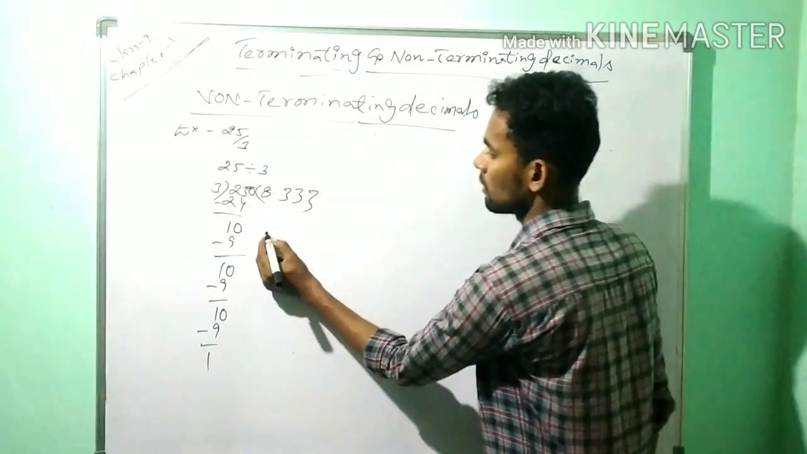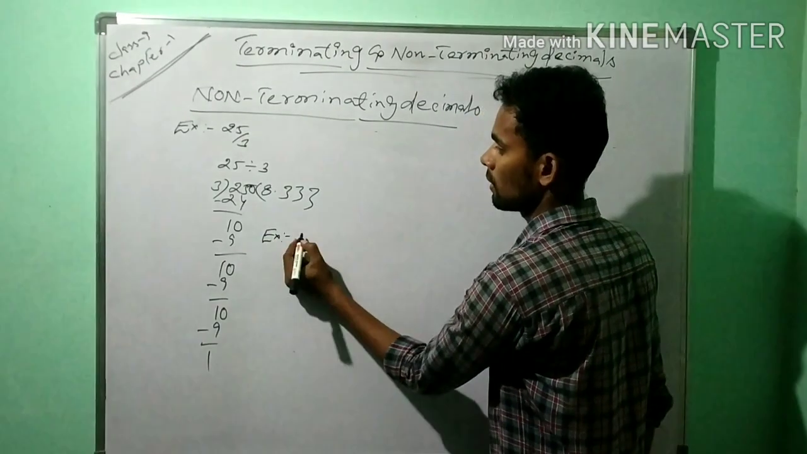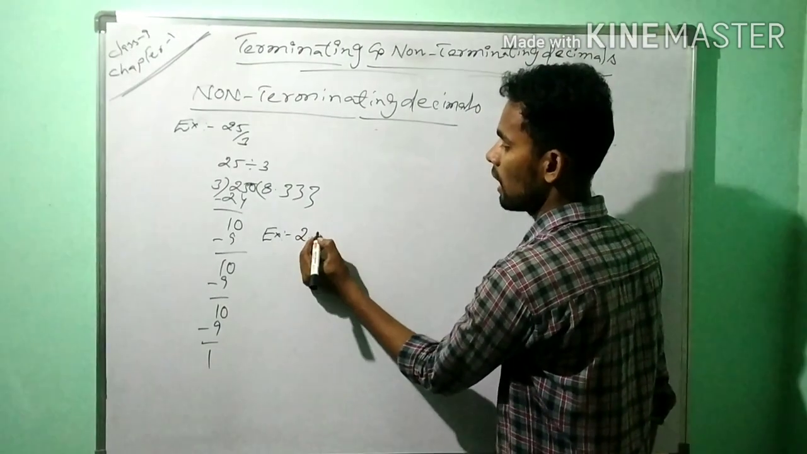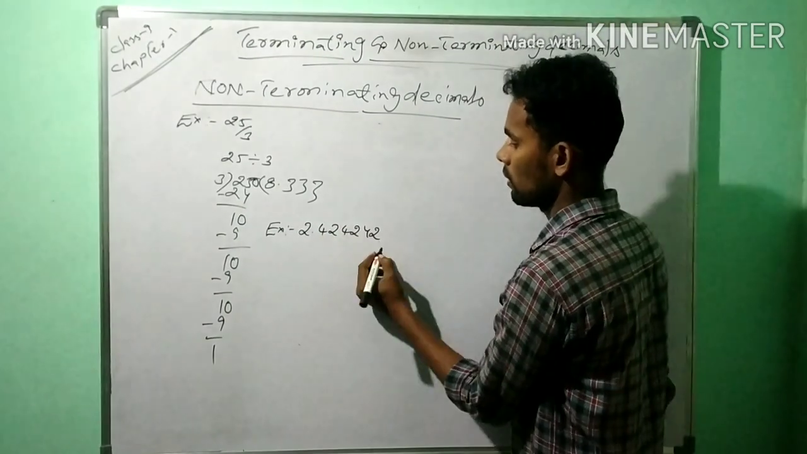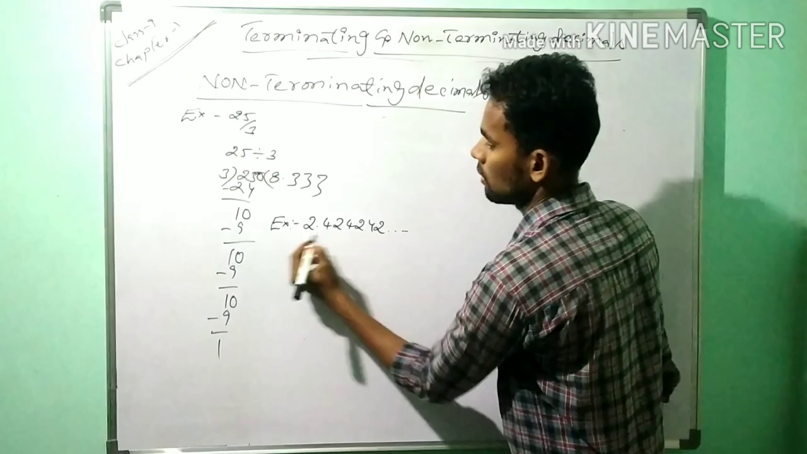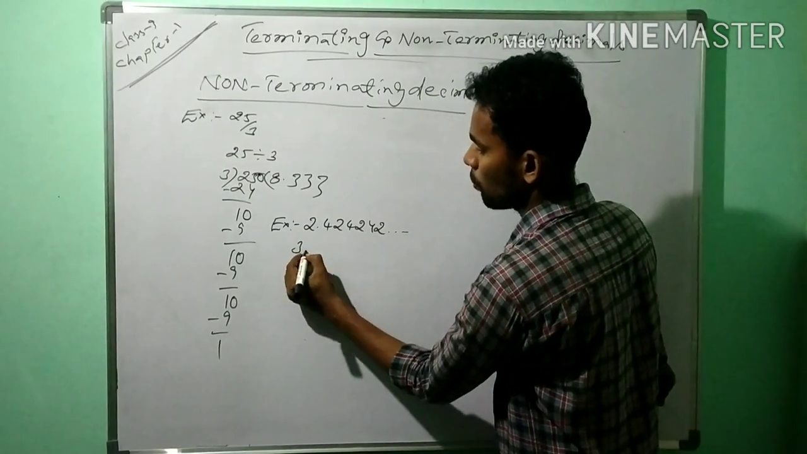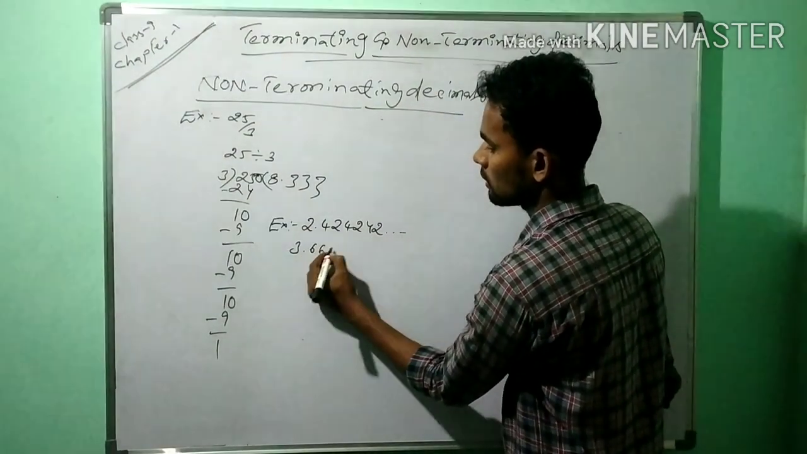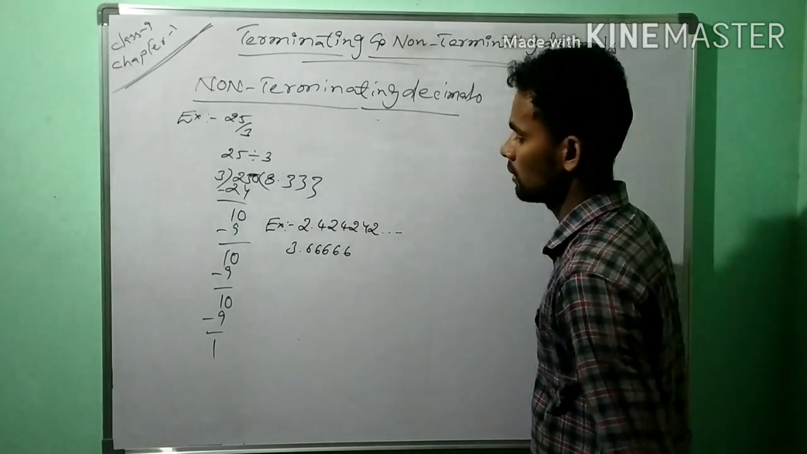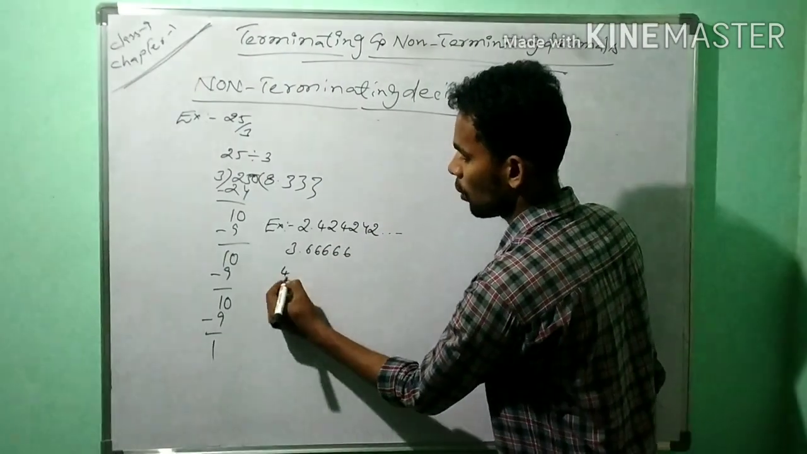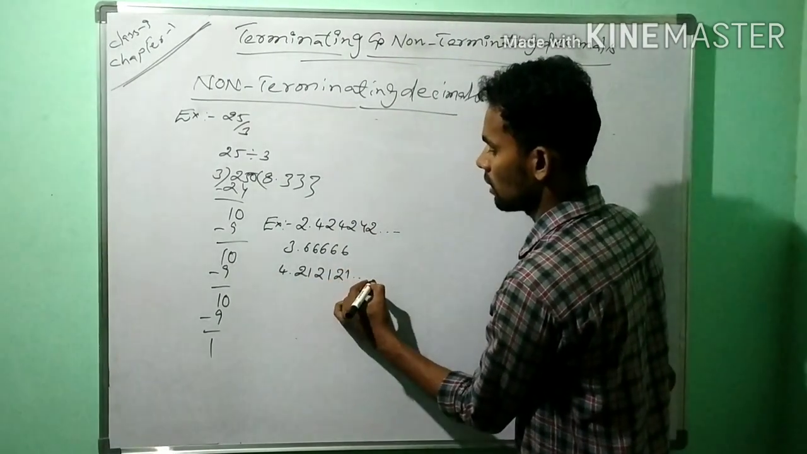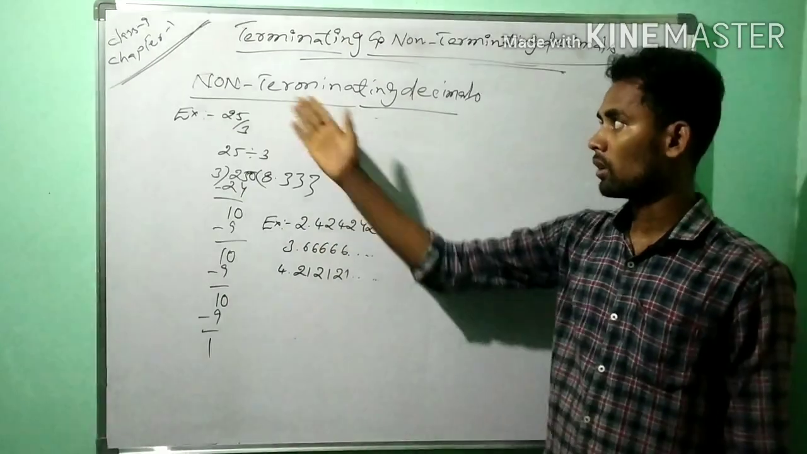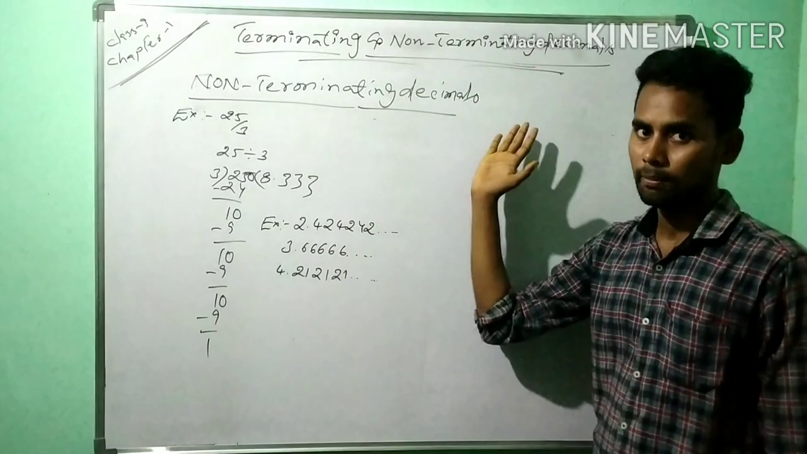For example, 2.424242 and so on. Another example, 3.66666. Another example, 4.212121 and so on. These numbers are also non-terminating decimals.